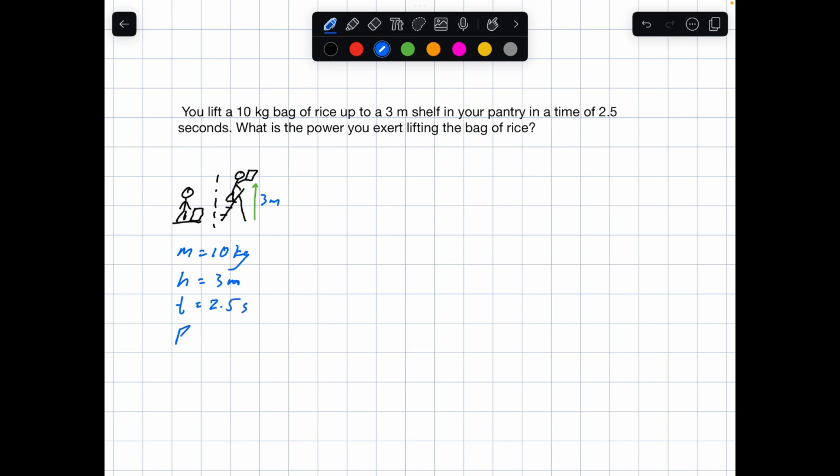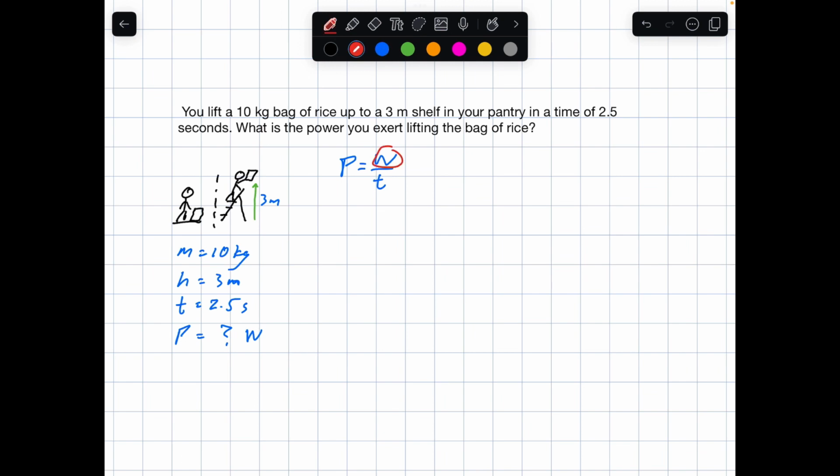Now we want to know the power. So P equals question mark. It's going to be in watts when we finally find it. But here's the thing, our basic equation for power is work divided by time. Don't mix up the W's. Work divided by time. Now the problem is we don't know the work.